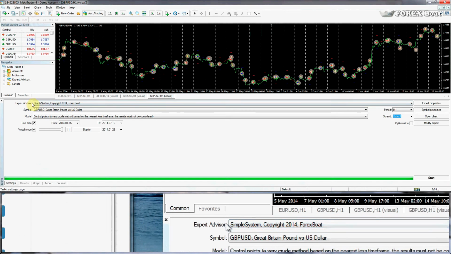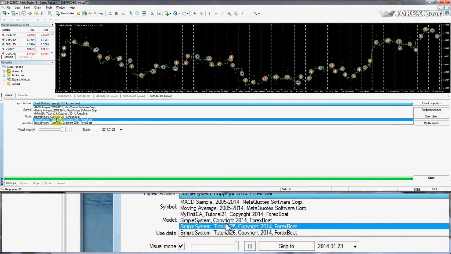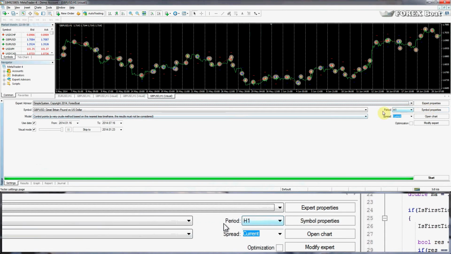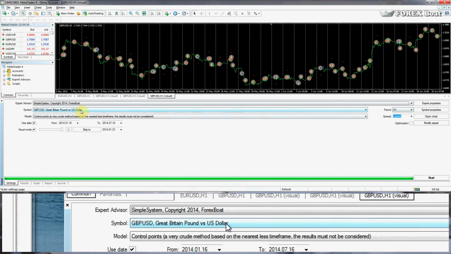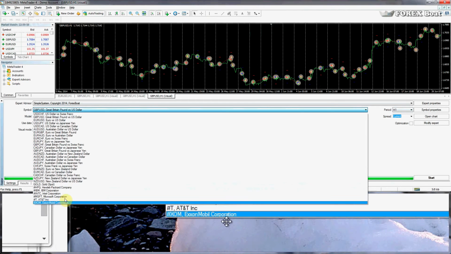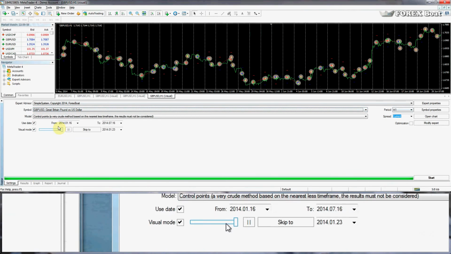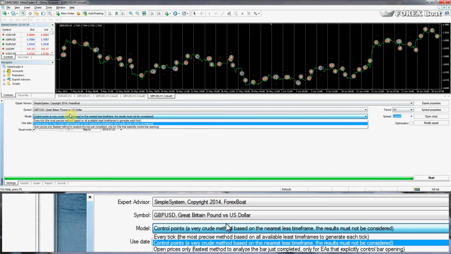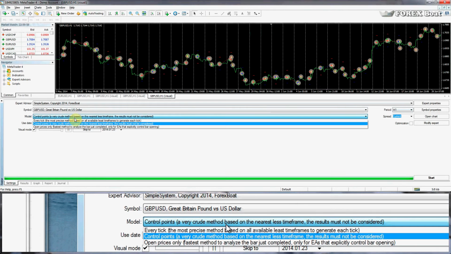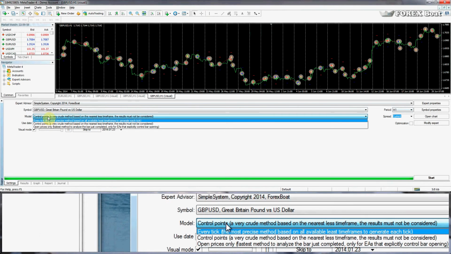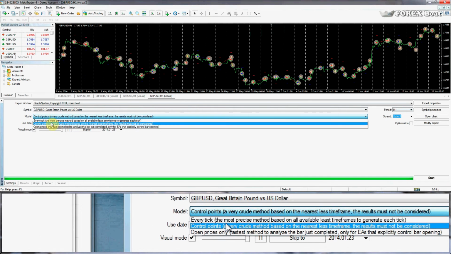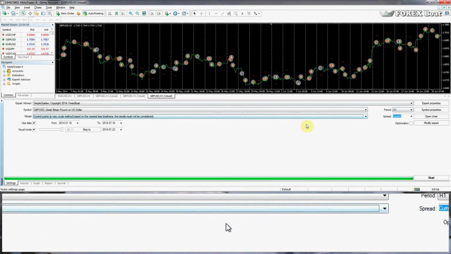Here in the first line, you need to select your system or your expert advisor. For us, it's going to be simple system. Next, you need to select the currency pair on which you want to trade. For us, it's going to be British pound dollar, but you can select any other currency pair if you like. Model. Now, we're not going to go into too much detail about this, but probably stick to either every tick or control points. Control points is faster, every tick is more quality modeling. So we'll go with control points for now.